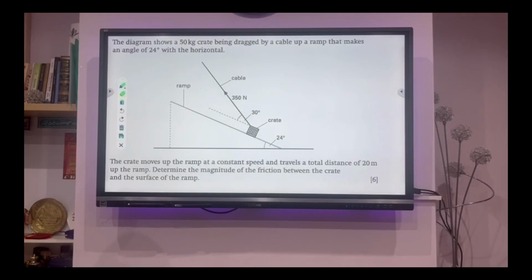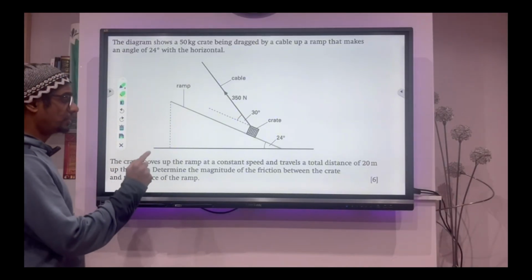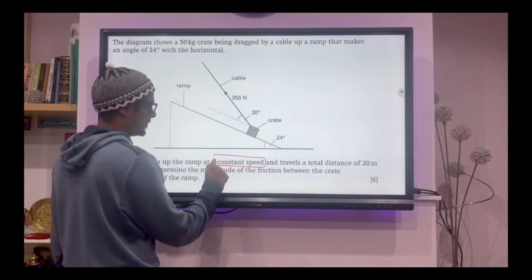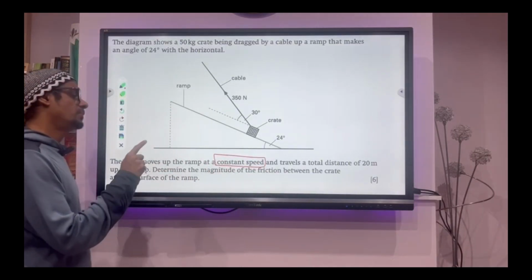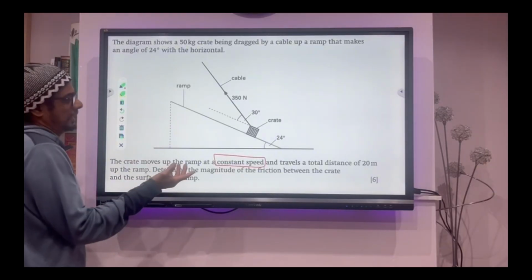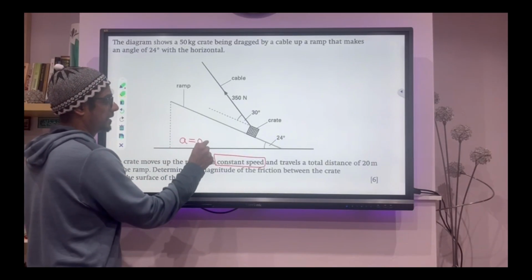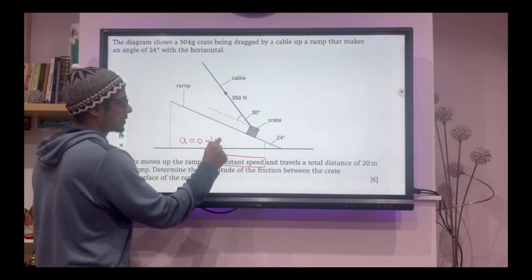We're going to look at this question today. When you get a question like this in physics, the most important word in this question is constant speed. The fact that this object is moving at constant speed implies that there is no acceleration. Acceleration is 0 meters per second squared.